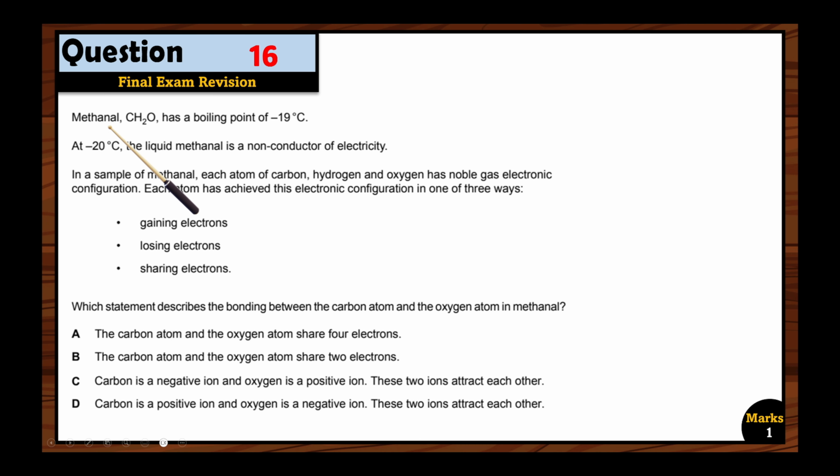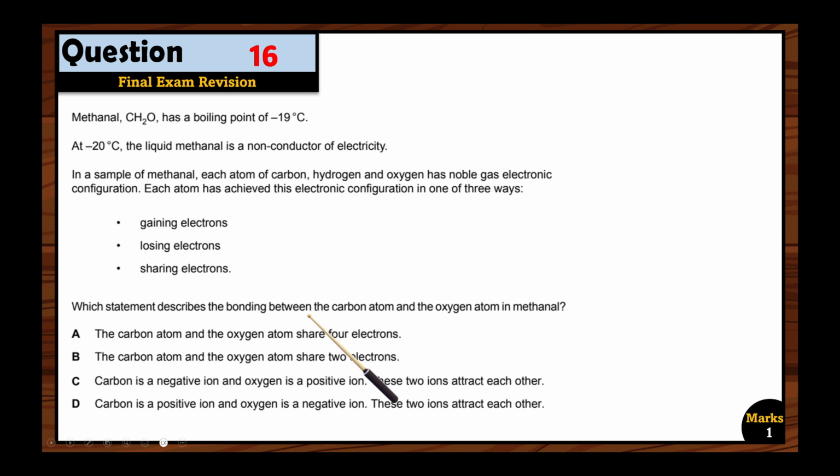Question 16. Methanol CH2O has a boiling point of -19. At -20, the liquid methanol is a non-conductor of electricity. So in a sample of methanol, CH2O, you can see carbon, non-metal; hydrogen, non-metal; oxygen, non-metal. So it means it is a covalent molecule, right? It's a covalent compound.